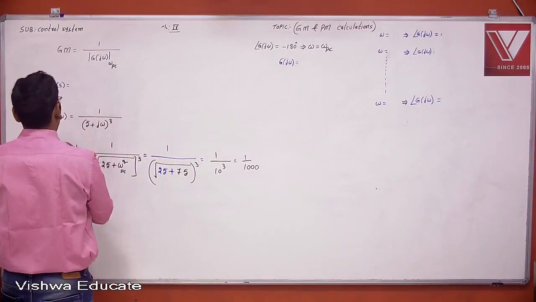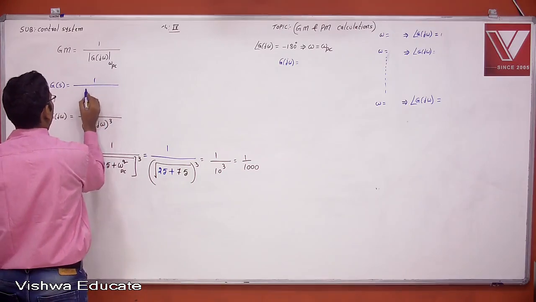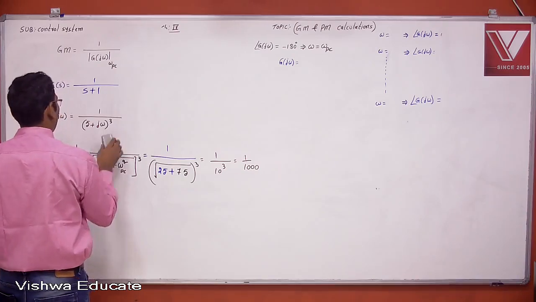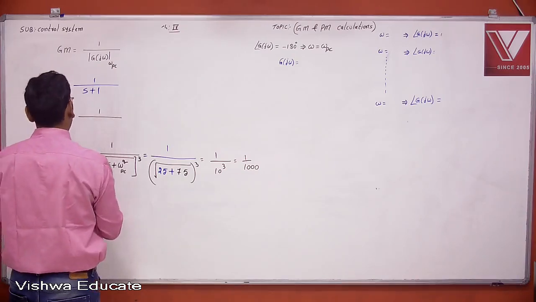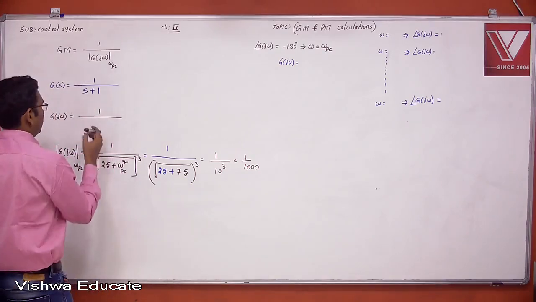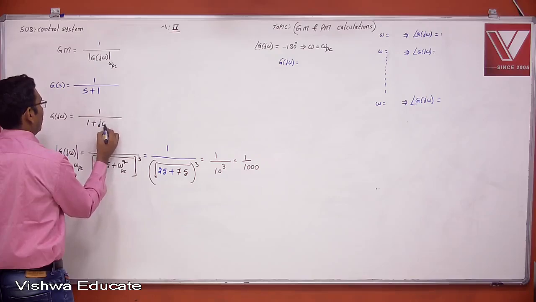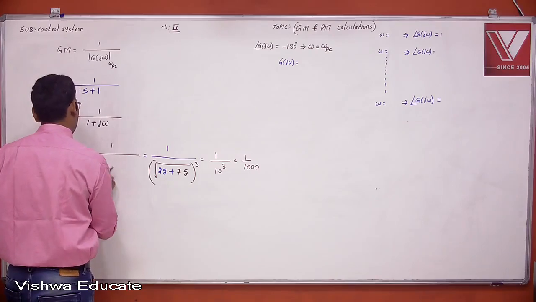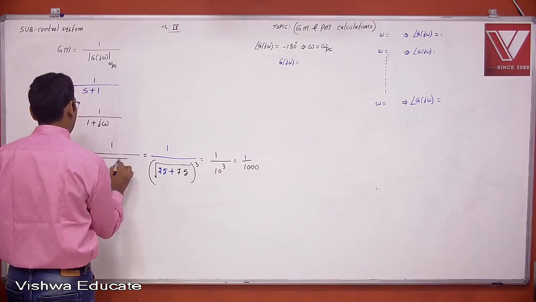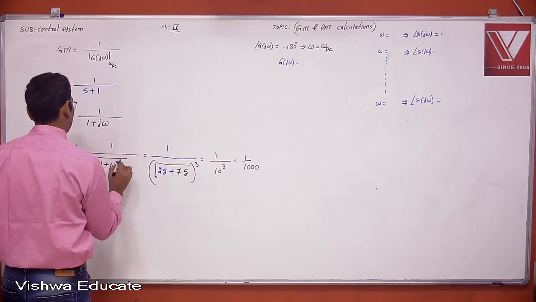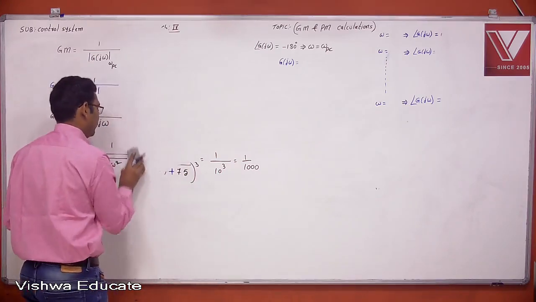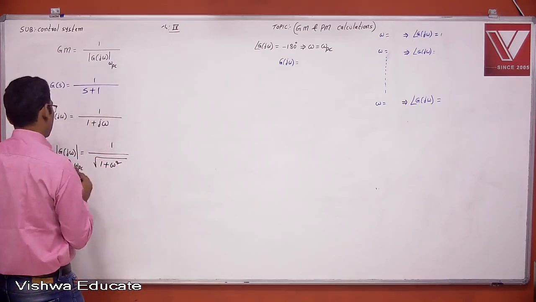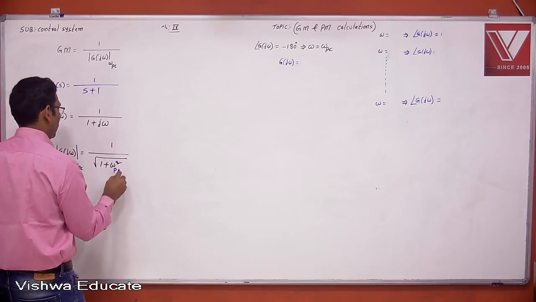Now G of S is equal to 1 by S plus 1. Replace S equal to j omega. Therefore, G of j omega is equal to 1 divided by 1 plus j omega. Now the magnitude of G of j omega is equal to 1 divided by square root of a square plus b square. This is the magnitude of the open loop transfer function at the phase crossover frequency.